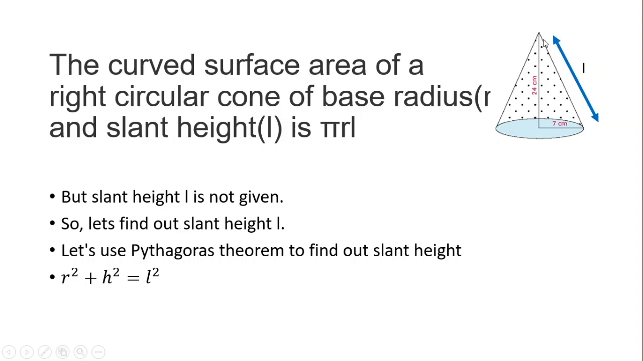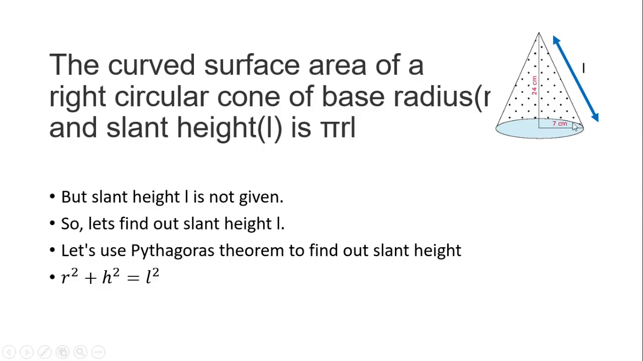Okay, to get the curved surface area, we need this slant height. Why? The curved surface area of a right circular cone is nothing but pi r L, where L is the slant height. Right? So we didn't get the information of L here. But not a problem, we can find it. How can we find it?